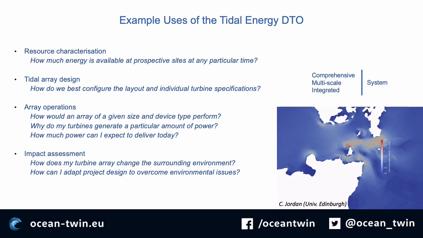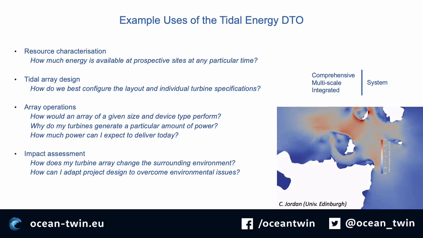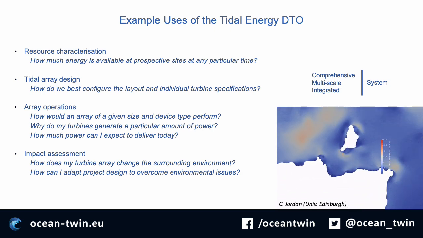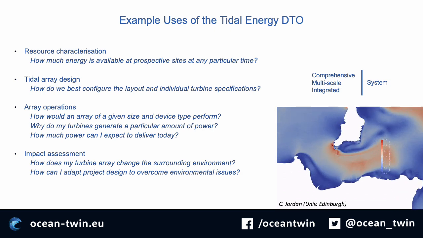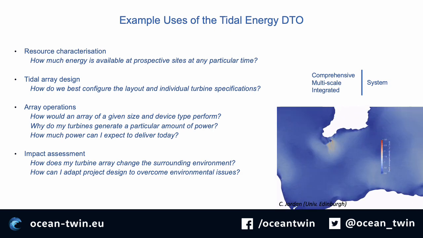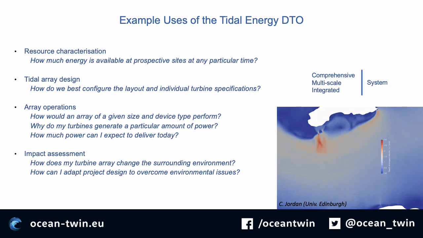Why do my turbines generate a particular amount of power? Or how much power can I expect to deliver today? On impact assessment, how do we change the turbine array surrounding environment?